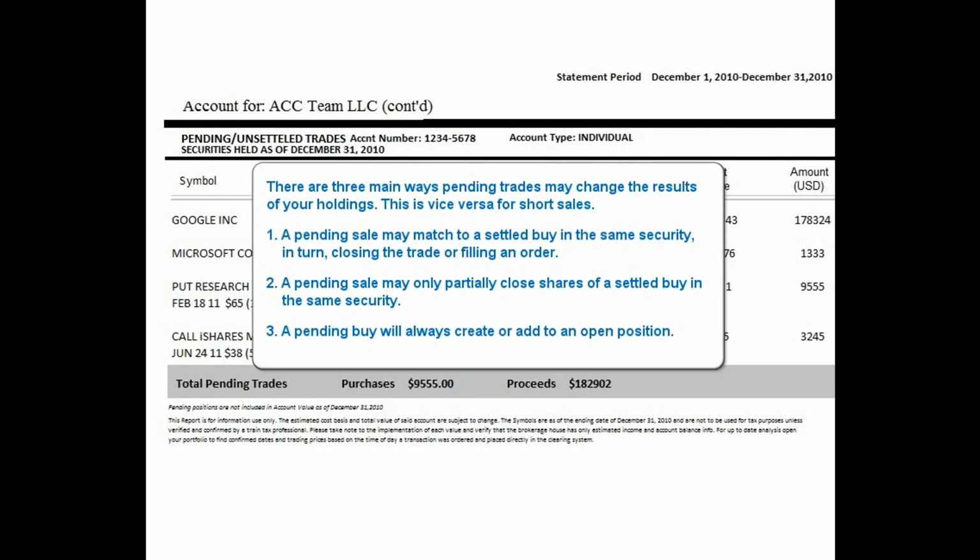There are three main ways pending trades may change the results of your holdings. This is vice versa for short sales. 1. A pending sell may match to a settled buy in the same security, in turn closing the trade or filling an order. 2. A pending sell may only partially close shares of a settled buy in the same security. Or 3. A pending buy will always create or add to an open position.